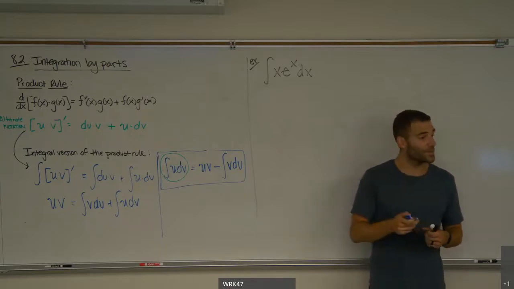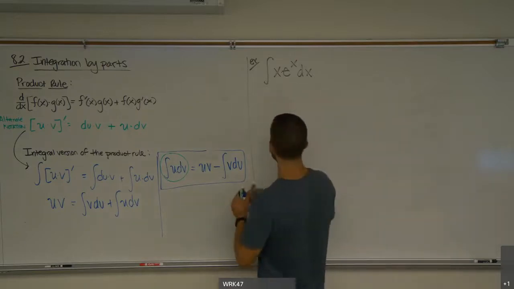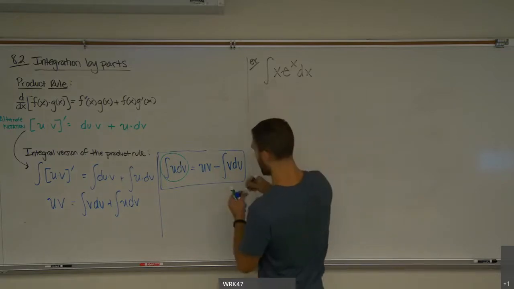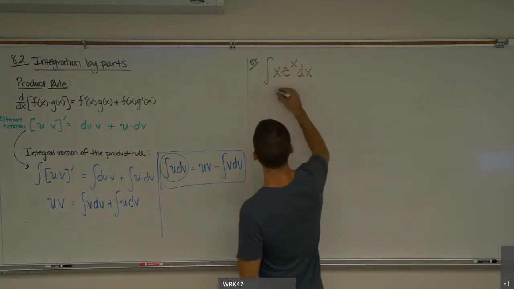So the initial step of integration by parts requires you to at first choose a u and a dv. That is the first choice then that you have to make.